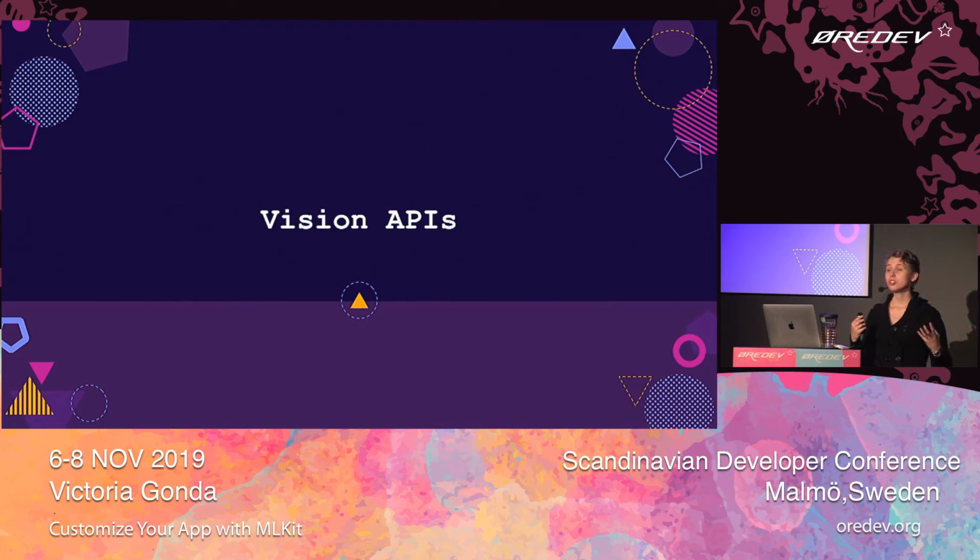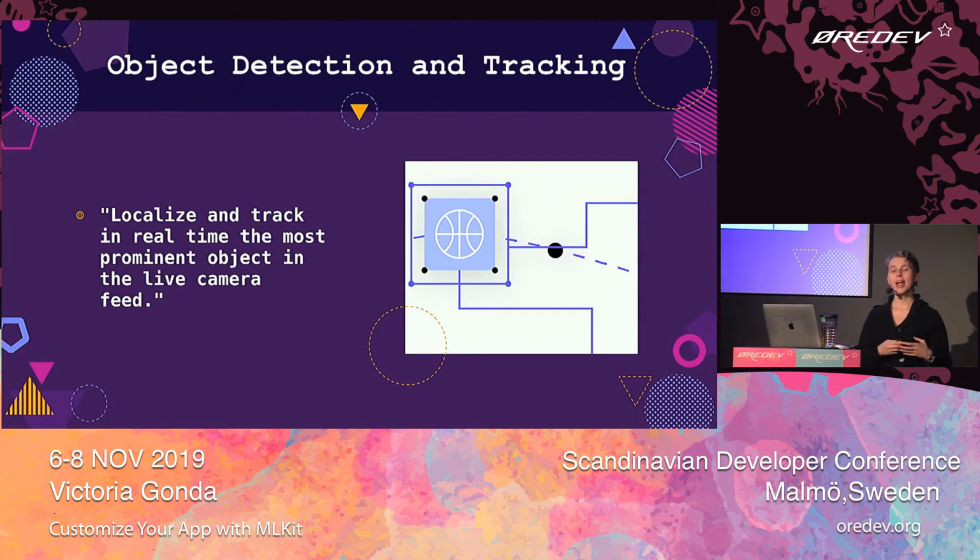So to get started, we're going to start with vision APIs. In this, the input is a photo or a video stream. And we're going to look at object detection and tracking. So this is one of the newer vision APIs. You use it to find a prominent object or multiple prominent objects in the image. So you can find up to 5. If you're using a video stream, you can track the location of the object across multiple frames of the video. And this is all in real time as well.